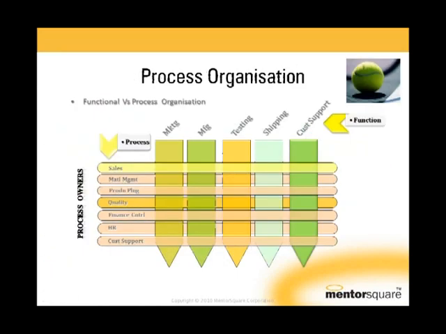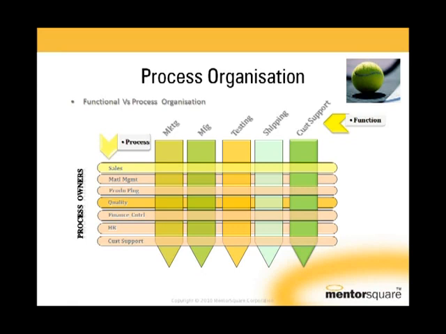In terms of organizations, as an organization evolves, typically we have departments which are called functions. Just to give an example of a functional organization versus a process-driven organization: a functional organization typically has different functional silos like marketing, manufacturing, testing, shipping, and customer support. Just to give an example.